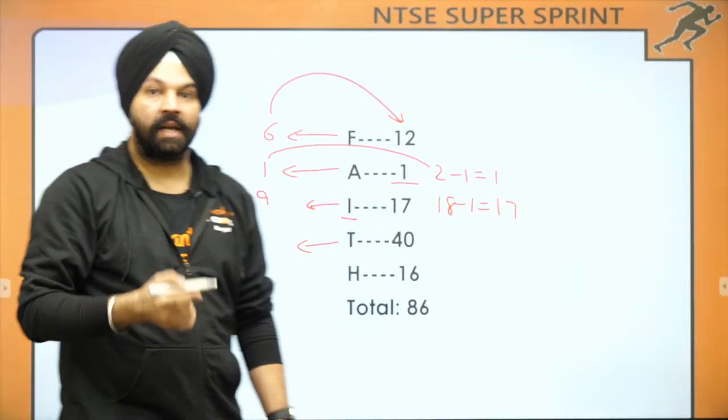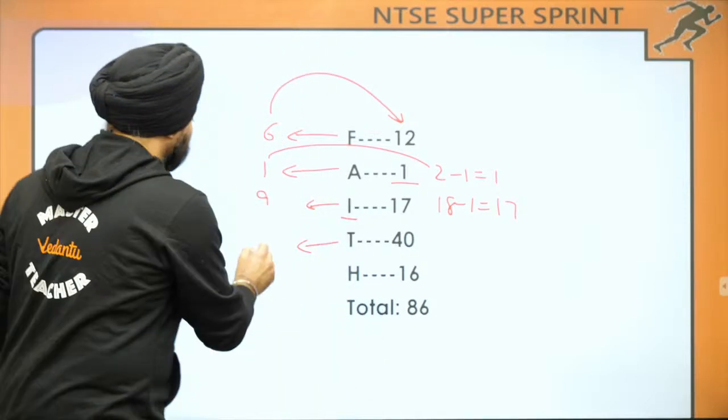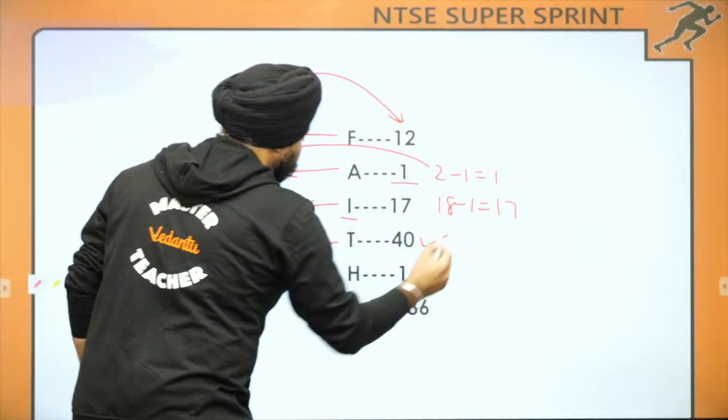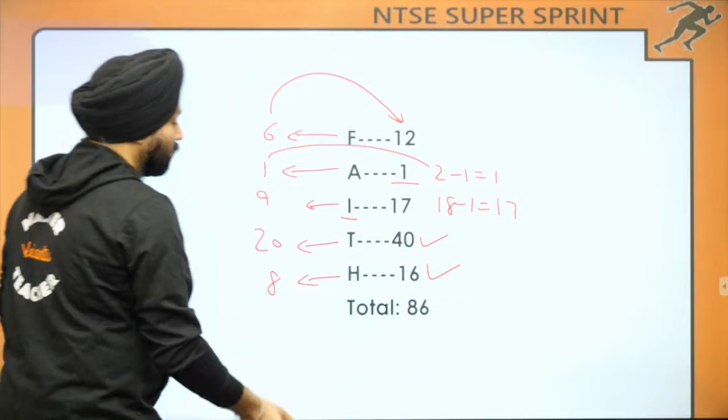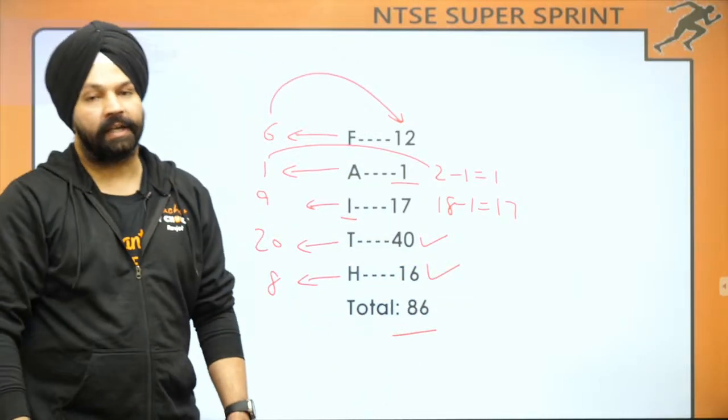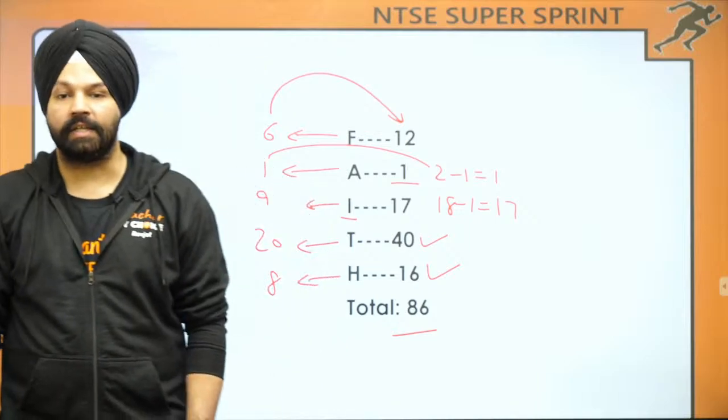Again, the next letter is in help. T is 20, double is 40. H, value is 8, double is 16. You just need to add all the values. Answer comes out to be 86.